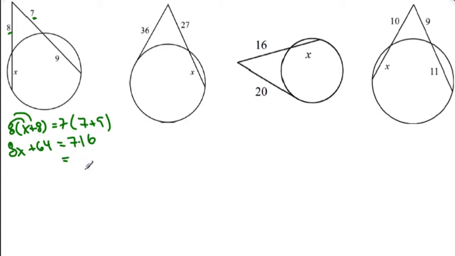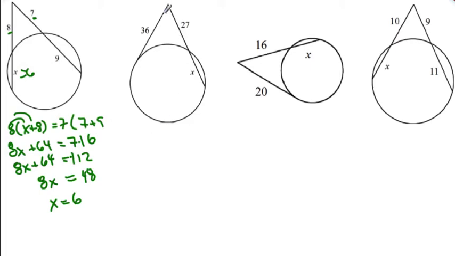7 times 8 is 56, so 112 would be 7 times 16. See what I did there? Subtract 64 from each side. If I subtract 64, I get 48, and then x here would equal 6. Easy enough, huh? Okay, second example here.